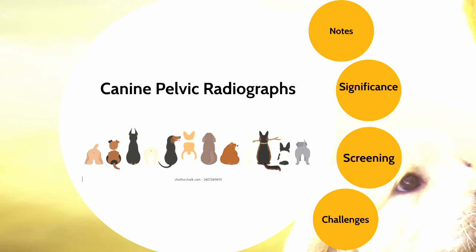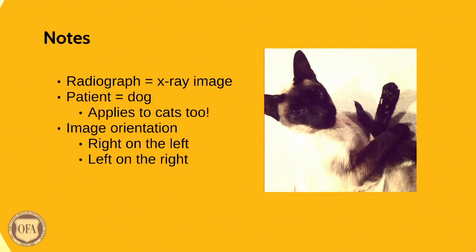Proper patient positioning is vital in veterinary medicine for appropriate image evaluation. This is important for all imaging studies, regardless of the region of interest. A couple notes on this. The term radiograph refers to an X-ray image. In this case, the patient refers to a dog. However, these positioning tips do apply to cats as well.